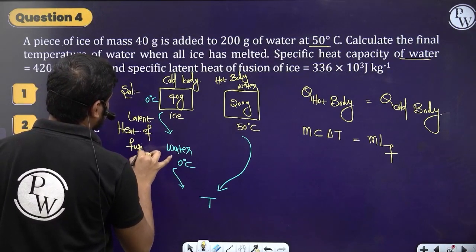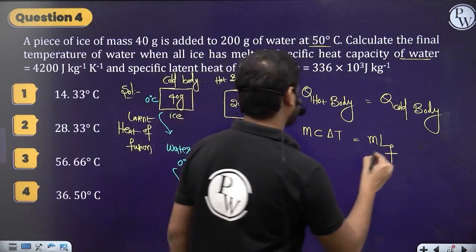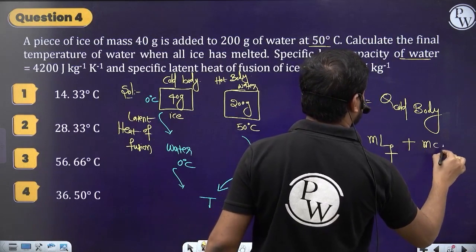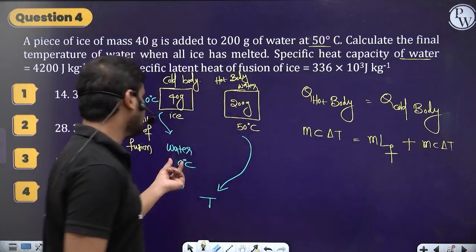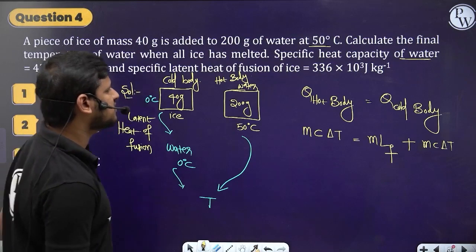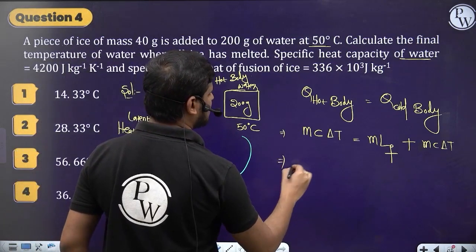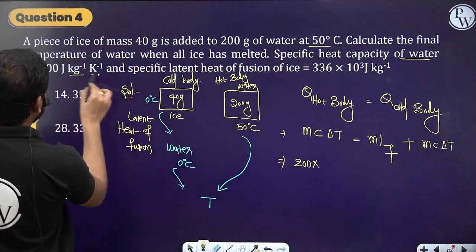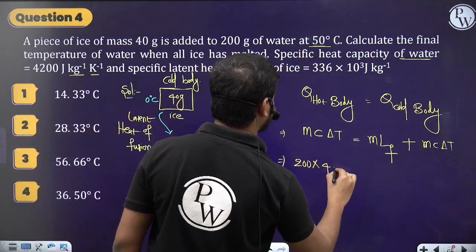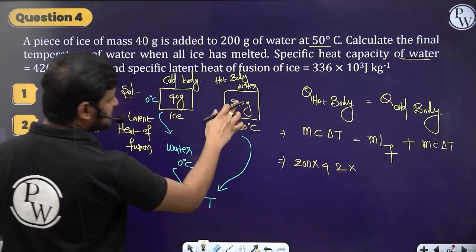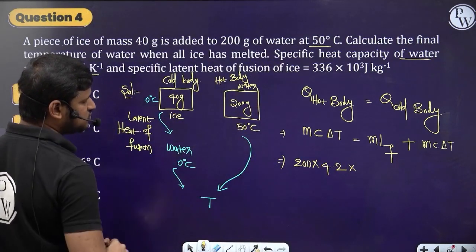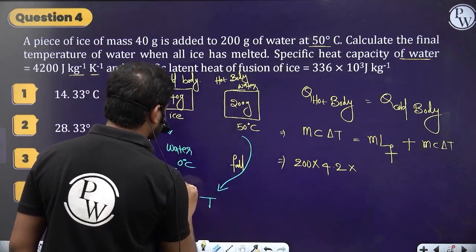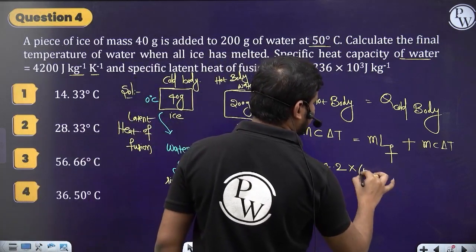Done. So plus here, the temperature raised, from where to where, mc delta T, for the water. Then substitute the values. What is the mass of the hot water? 200 grams into, since it is given per kg per Kelvin, let me take gram per Kelvin, so 4.2. What is the temperature change of the hot water? From 50 degrees to T. Here fall in temperature takes place, there rise in temperature takes place. So this is going to be 50 minus T.